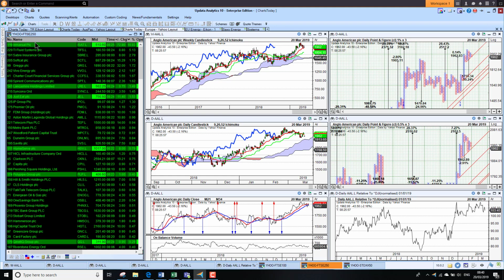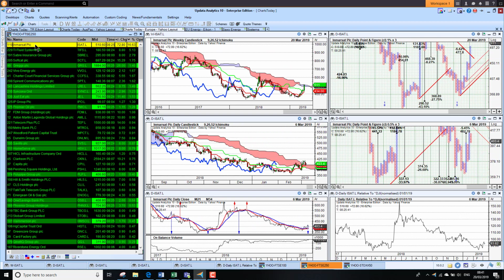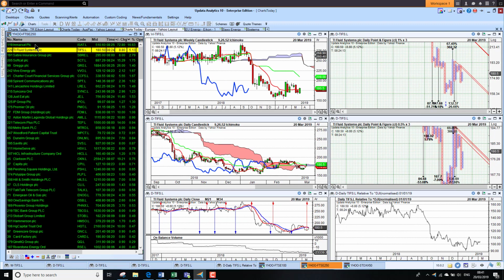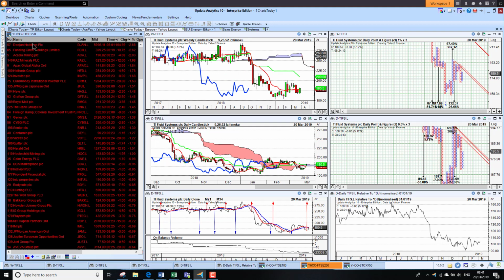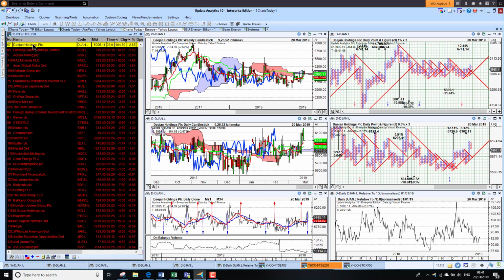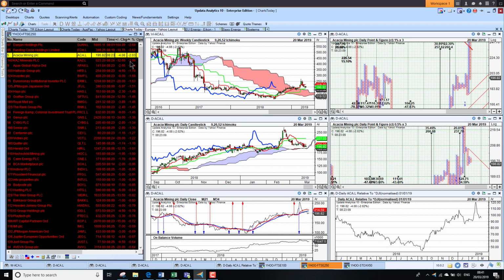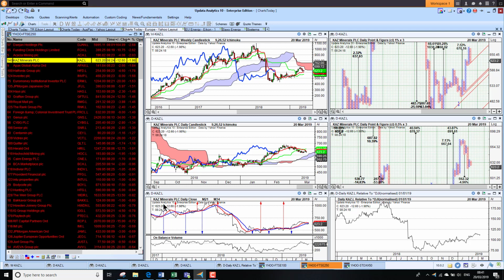Looking at the FTSE 250, Inmarsat, the best performer, up 16%, a massive jump there. That's really in recovery territory on the medium-term chart. TI Fluid Systems up 5%. Again, the chart not looking great. Moving to the downside, we've got Dunelm Holdings down 2.7%. Funding Circle down 2.6%. Acacia Mining, the mining stocks being hit heavily, down 2%, and Kaz Minerals down 2% as well. So we are seeing quite a hit there across the board.